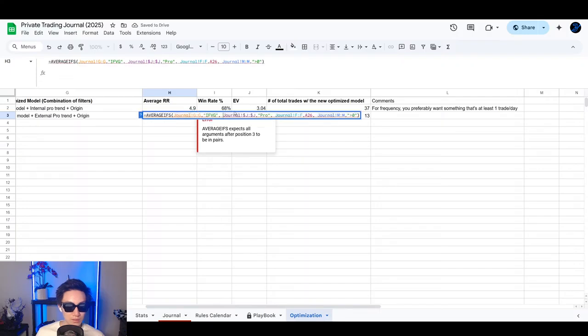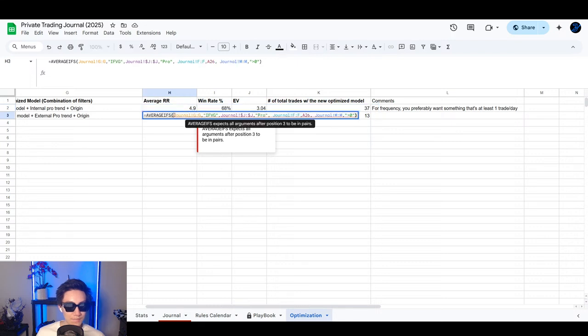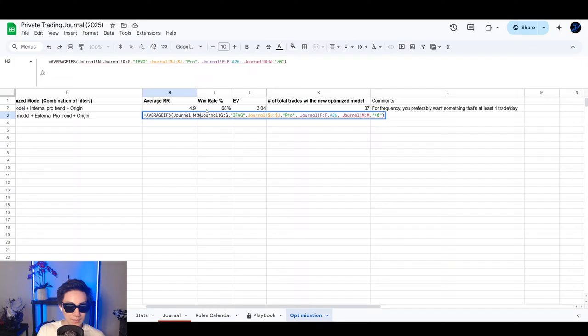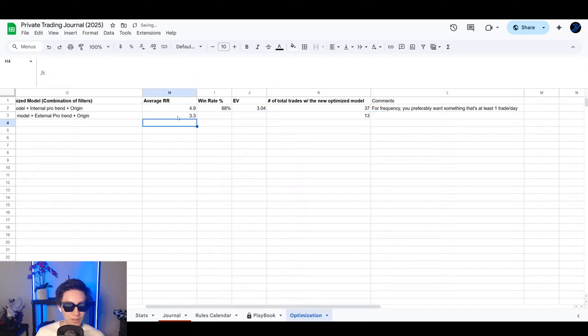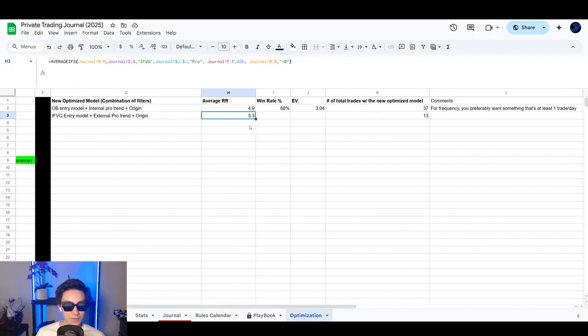And what did I do wrong here? Journal, GG. Definitely did something wrong here. I got to keep the M to M part first. So average risk reward here is basically 3.3. And then if you really want to get the win rate, we can here as well.